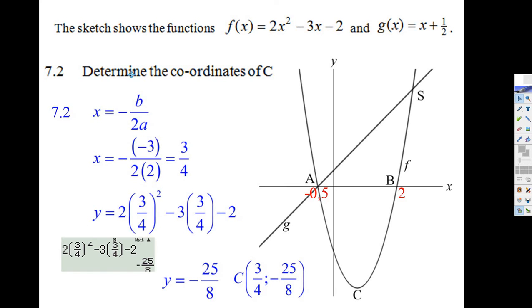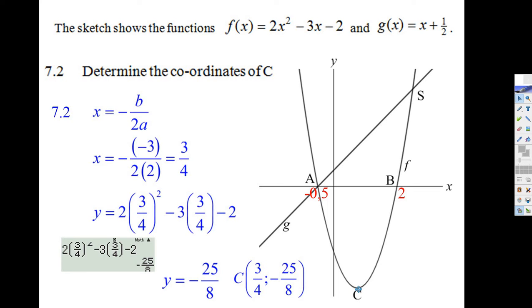Okay, let's try the next question. Determine the coordinates of C. Well, this is a parabola, and there's a wonderful little formula that tells you something called the axis of symmetry, where the turning point C always sits. Here's the formula: minus b over 2a. So you just look, there's a, there's b, there's c. All you do is go the minus of minus 3 over 2 times 2. Well, two negatives make a positive. That makes x 3/4. So the x-coordinate of the turning point must be 3 over 4.